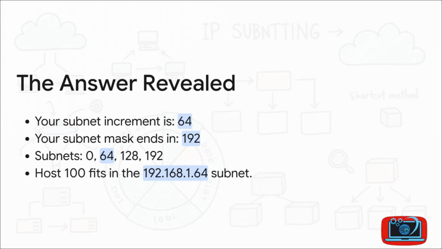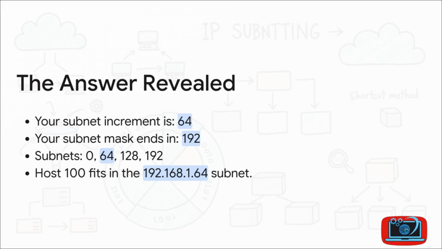And bam, the chart literally just tells you the answer. Look where our second tick landed on the top row. The number 64. That's our increment. It tells us how big the subnets are. And our second tick on the left column landed on 192. That's the last number in our subnet mask.